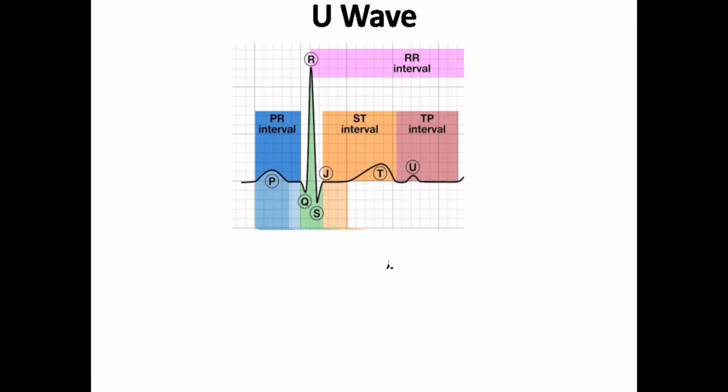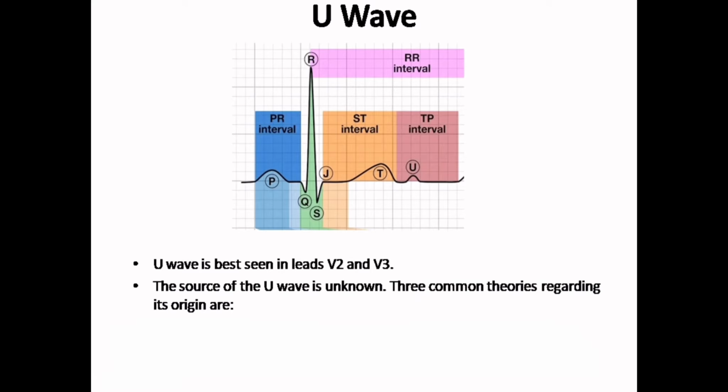Next we'll see the U wave. It is a normal wave, but it is not seen in every patient. The U wave is best seen in leads V2 and V3. The source of the U wave is unknown, so it may be a normal U wave or it may be an abnormal U wave.